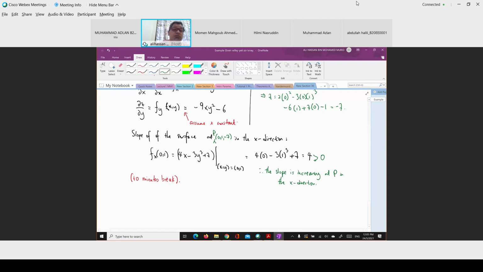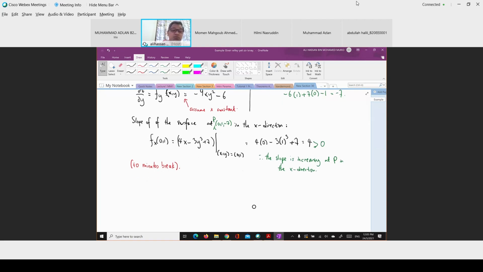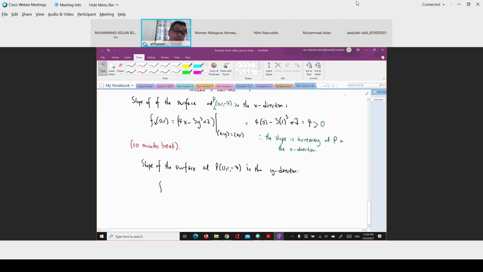Okay, let's evaluate f partial y. What is the slope of the surface at the point P, 0, 1, minus 7, in the y direction? Then we calculate f partial y. The slope is f partial y evaluated at x equal to 0, y equal to 1.